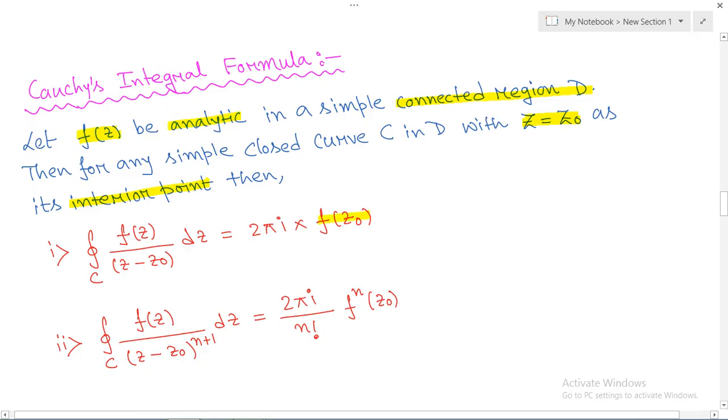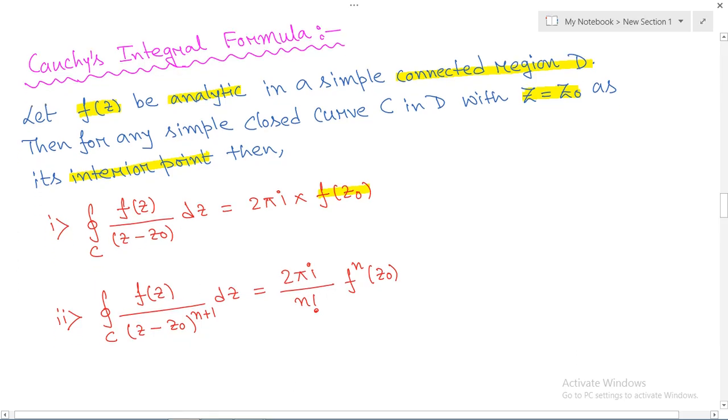This is going to be 2 pi i multiplied by the functional value at the point z0. Now we also have another form, that is the nth order derivative of the function: integration over C of f(z) upon (z minus z0) to the power n plus 1 dz equals 2 pi i divided by n factorial multiplied by the nth order derivative of f at the point z equal to z0.